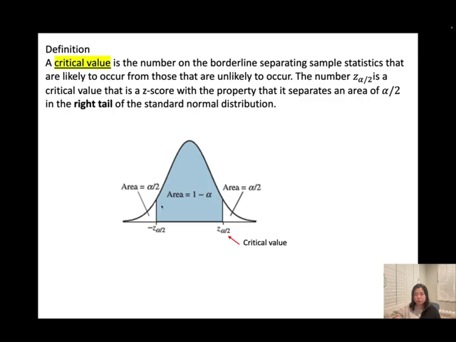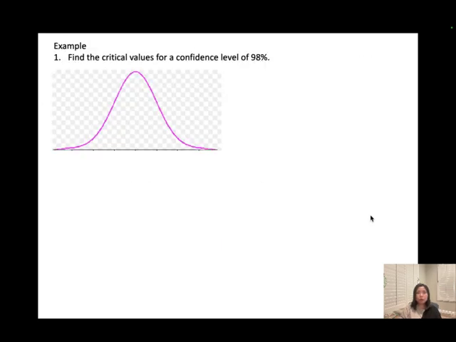For example, if this is a 95% confidence level, this is going to be 95%. And this line will separate what is likely to occur and unlikely to occur. I want you guys to circle it. The critical value is always on your right tail. It's always positive in this case. It's always positive. So the first step, we need to know how to find the critical values.